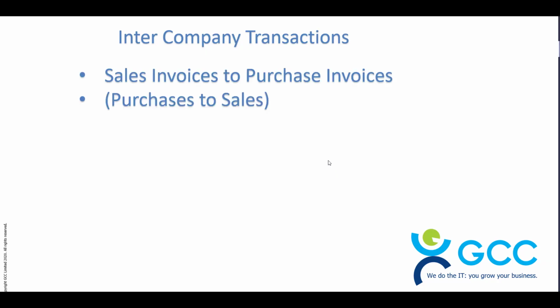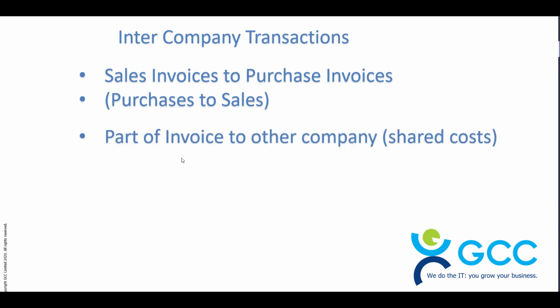So with intercompany transactions, it means raising sales invoices on company A and they will automatically turn up as purchase invoices in company B, or vice versa in terms of purchases to sales. You can also post part of an invoice over to another company, so something like shared costs. So a third-party vendor has sent something in and you need to share the cost between companies. You can do that too. We'll see that in a second. And also journal entries, raise a journal on one side and have it automatically come into the other company.